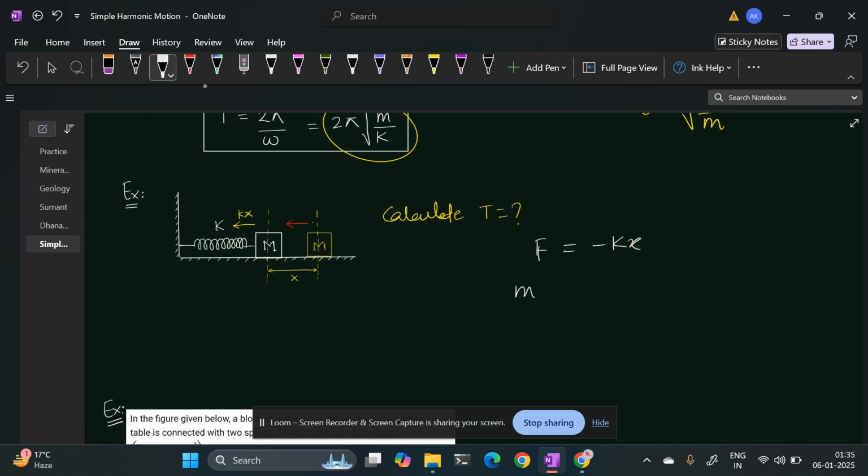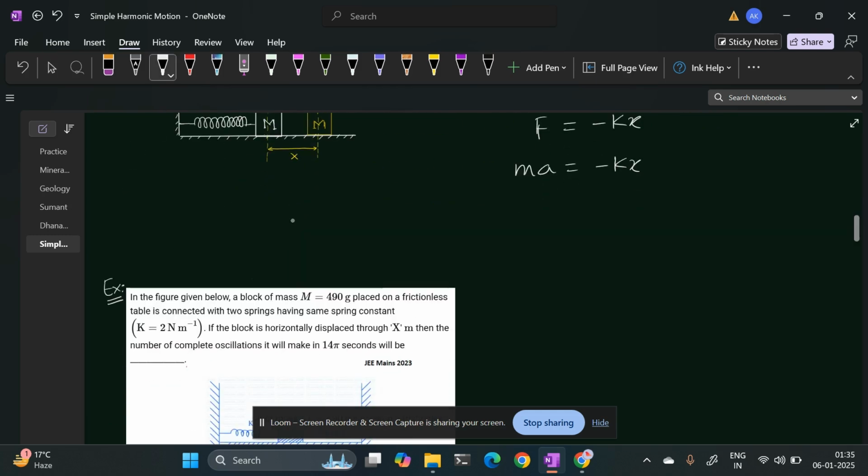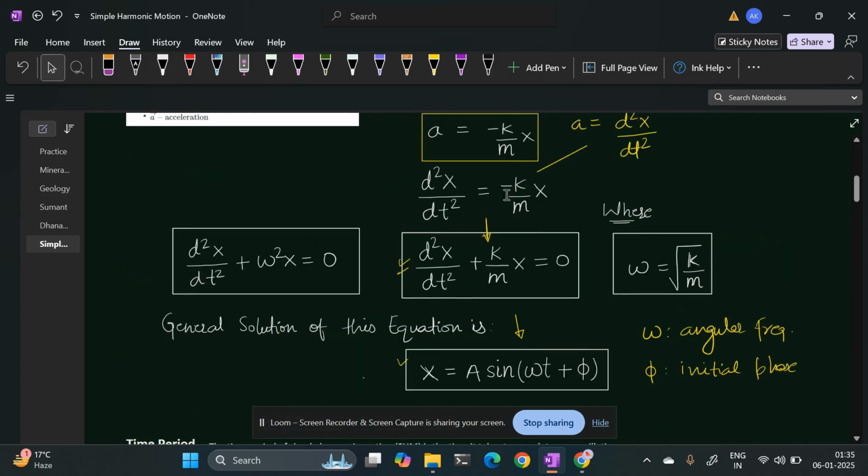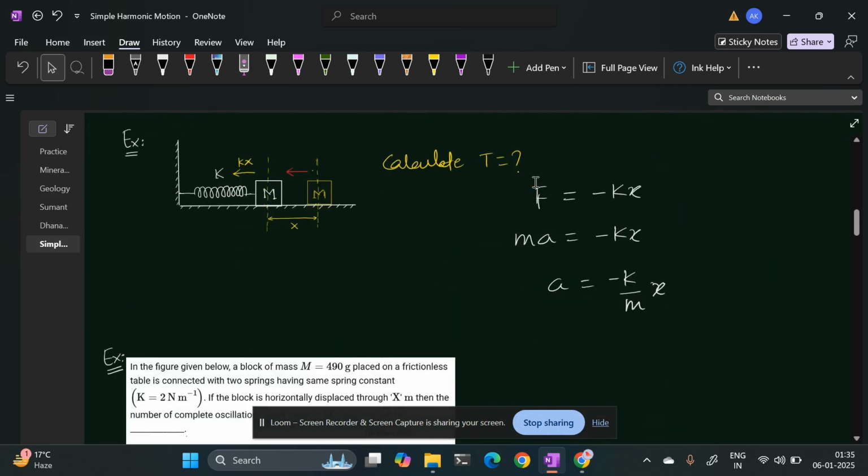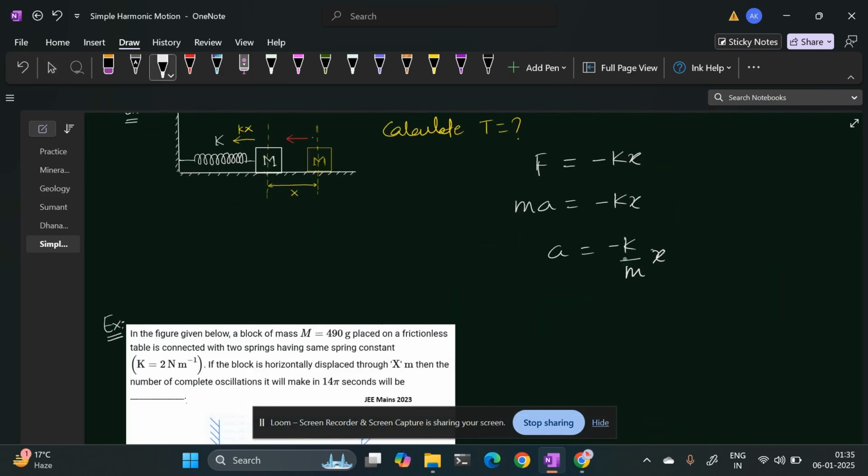Now, from Newton's second law, we can write ma equals to minus kx, and a equals to minus k by m into x. And from above, we can see that this type of equation comes, and from here we can deduce that omega equals root under k by m, and from here we can say the time period is 2 pi root under m upon k.